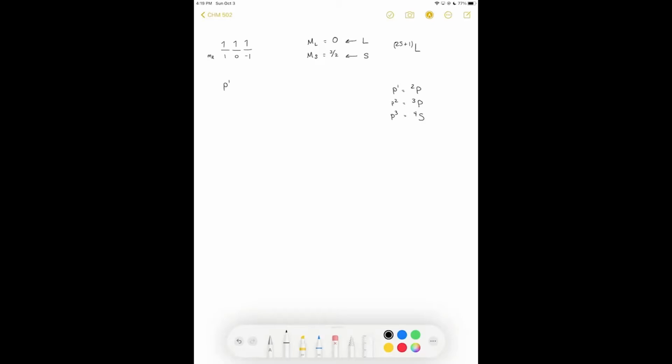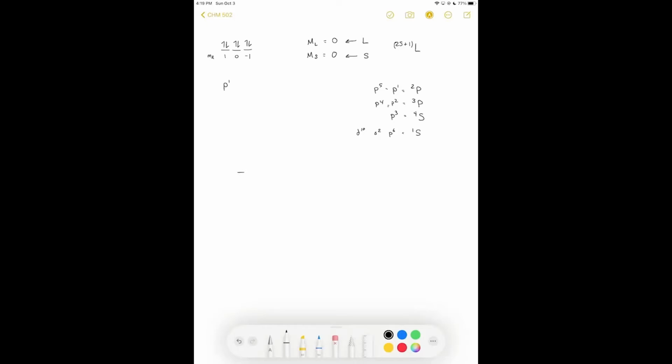And then if I repeat this, we'll find a reversal here. So if I put in my p4 configuration, it's the same as p2, and my p5 configuration is the same as p1. Now, when I'm full, I see that my M sub L and my M sub S are now both equal to 0. So my lowest energy state for, say, a p6 configuration is a 1S state. And this is true for p6, it's true for s2, it's true for d10. Anything that's full has this 1S configuration.